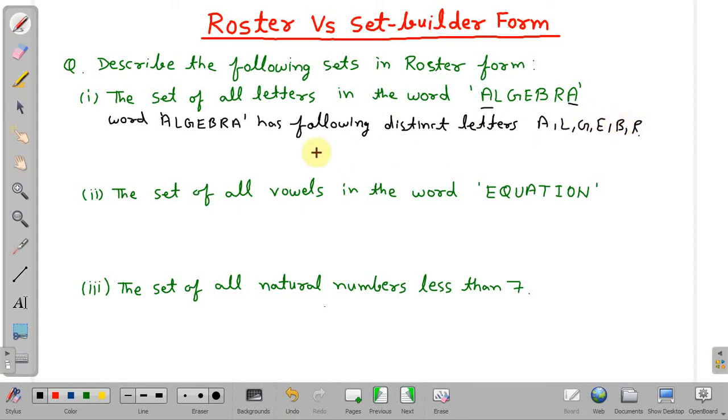So we can define the set as, sorry, in roster form we have to define. So in roster form, suppose this is set X. X equal to A, L, G, E, B, and R. Next problem is set of all vowels in the word equation. So we have to write all the vowels which are in the word equation. So what are the vowels here?